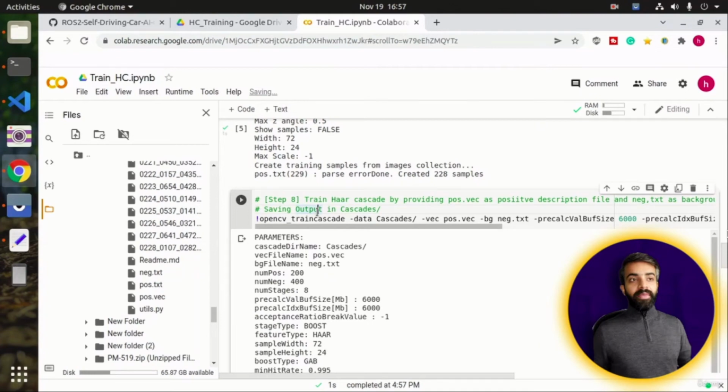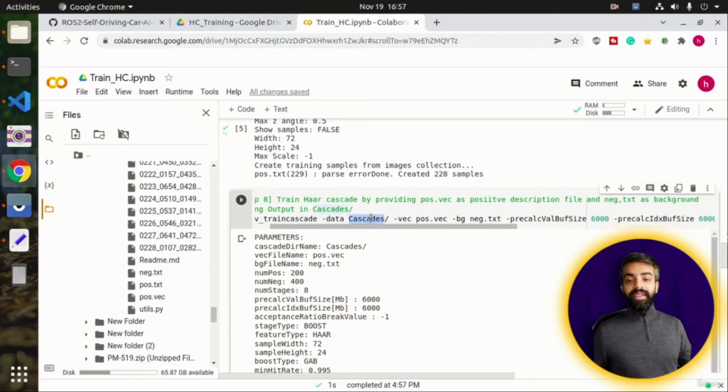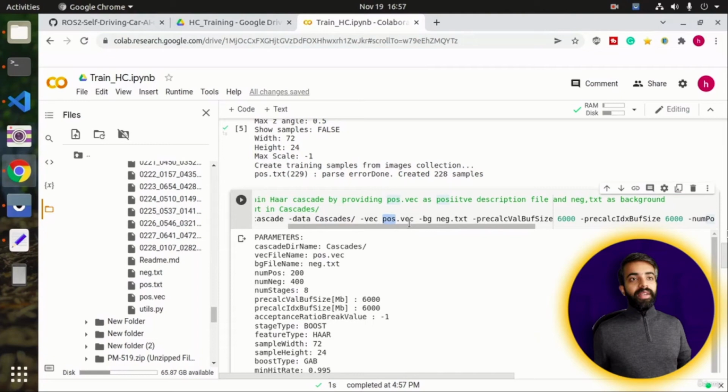That can be done by the OpenCV application, OpenCV train cascade. If you click this, it will start the training process, but first we need to provide a few arguments. The first argument is the data folder, which will contain all the outputs of the train cascade, so I set it to the cascade folder inside the training folder. Then we provide the positive vec file, which is present inside the main training directory. Then we provide the background, which is the negative.txt file.